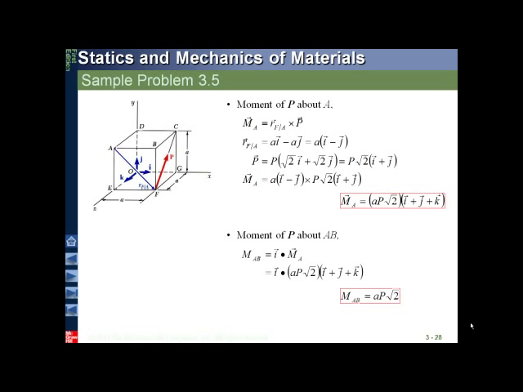Okay, and again, the triple product between a cross product and then a dot product is going to be a scalar quantity, but that actually should say moment about AB is AP divided by square root of 2.